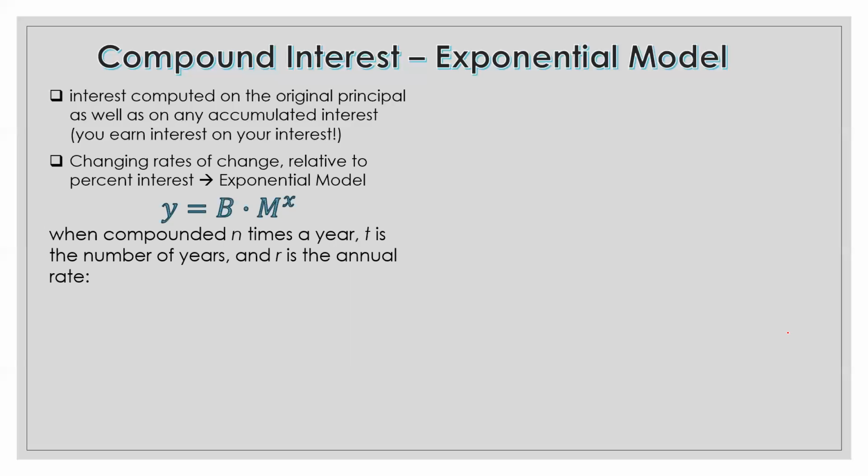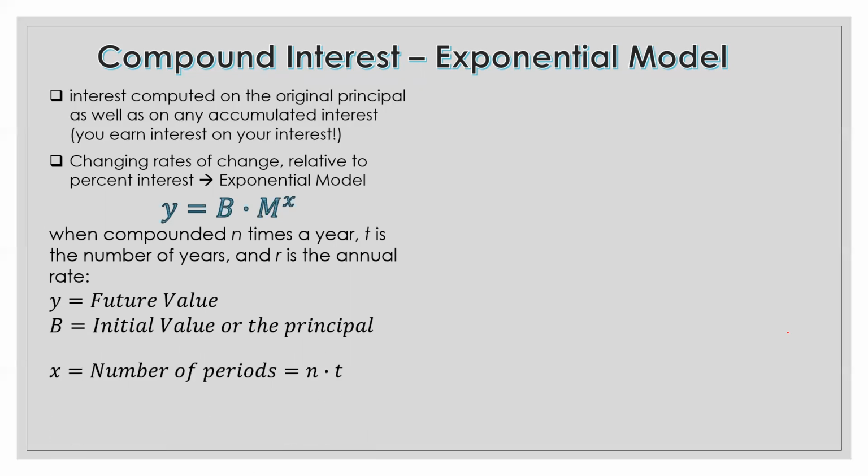Now, n is the number of times that it's compounded per year. T is how many years, and R is the annual rate. So we have these definitions of variables. Y is the future value. B is the initial value or the principal.